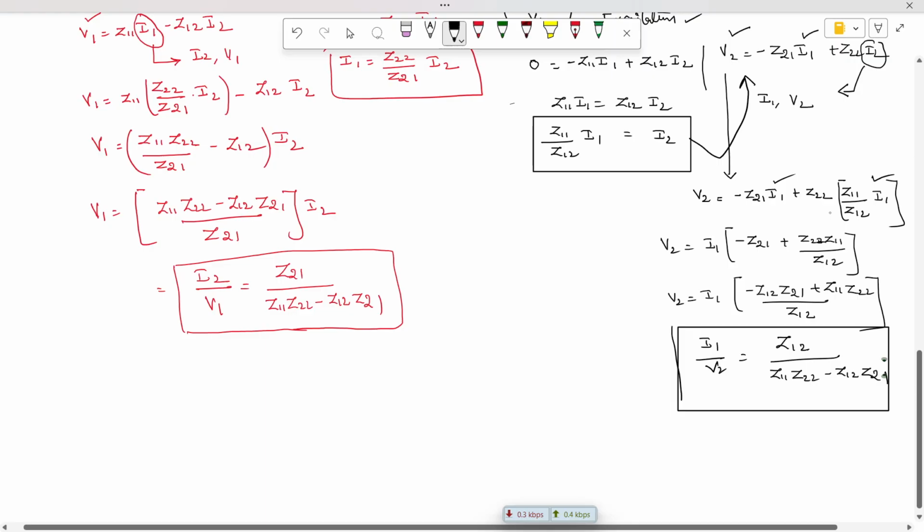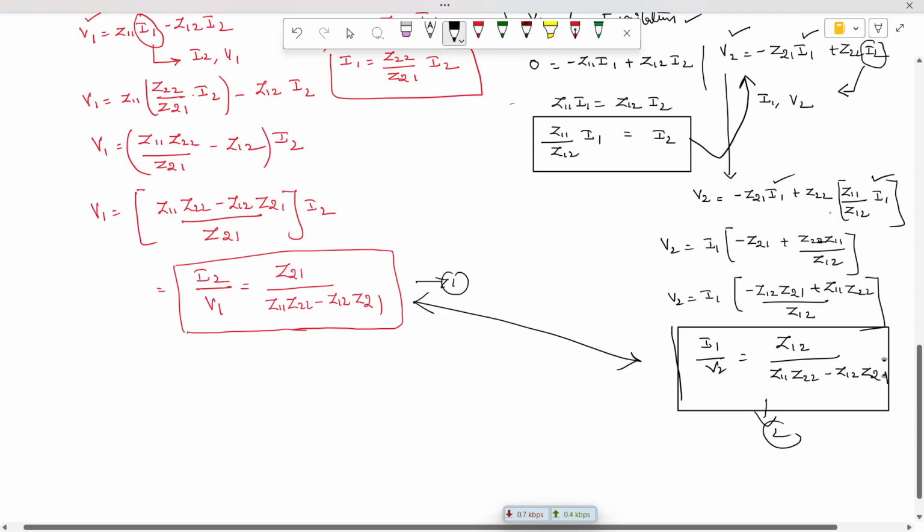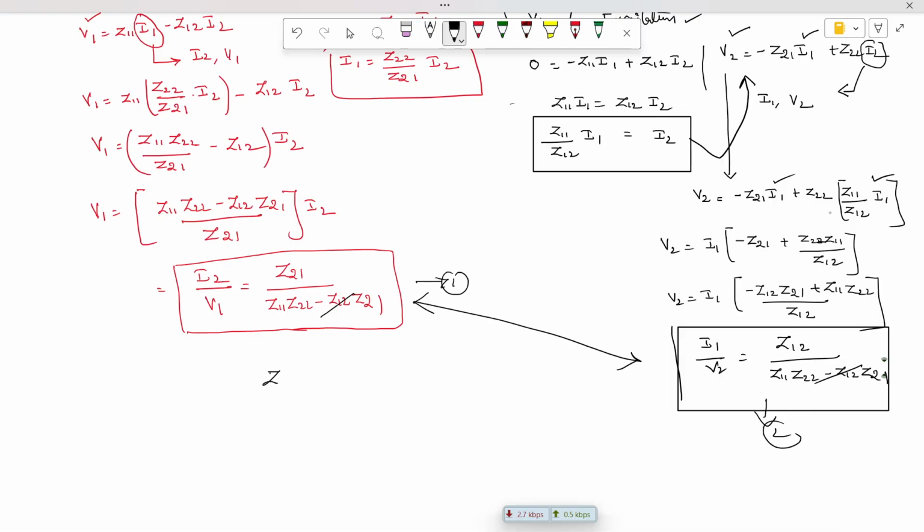Okay, so now compare these two equations. These are nothing but response to the excitation. When you compare the first equation with the second equation, we can see the denominator terms will get cancelled out. So automatically Z21 is equal to Z12 will be the condition for reciprocity.